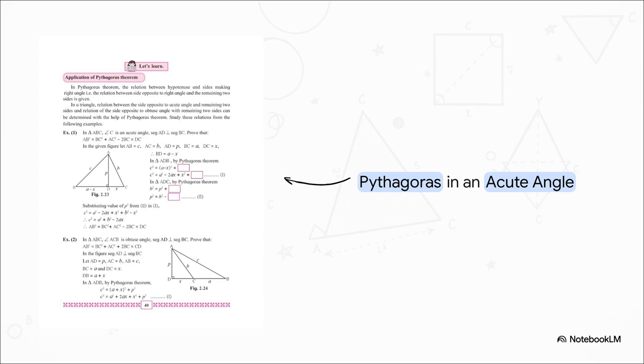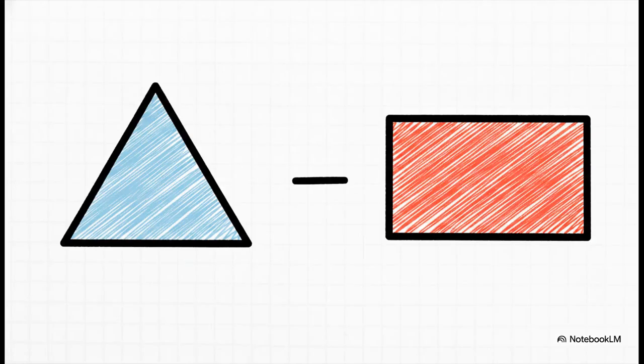Observe triangle ABC. Here, angle C is strictly an acute angle, meaning it is less than 90 degrees. To understand the relationship of the sides here, we draw a perpendicular segment, an altitude AD, straight down to the base BC. This simple construction neatly divides our original shape into 2 separate right-angled triangles, triangle ADB and triangle ADC. By applying our basic Pythagoras theorem to these 2 smaller triangles, we can find a mathematical relationship for the side opposite to our acute angle. And this brilliantly illustrates the resulting relationship.